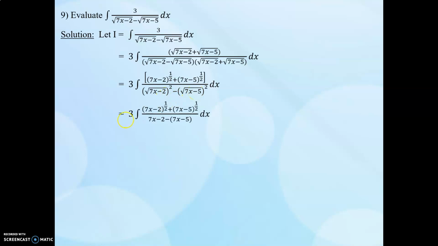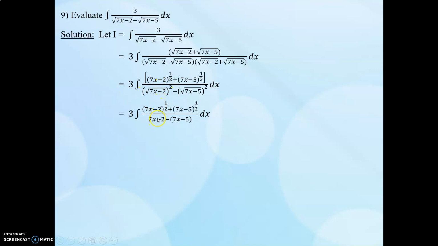Next question is evaluate integral 3 upon root of 7x minus 2 minus root of 7x minus 5 dx. This question you can use the rationalization method again. So you will multiply both numerator and denominator with root of 7x minus 2 plus root of 7x minus 5. So the numerator will become 7x minus 2 raised to 1 upon 2 plus this one, and denominator, this is a minus b into a plus b. So you can write it as root of 7x minus 2 whole square minus root of 7x minus 5 whole square.